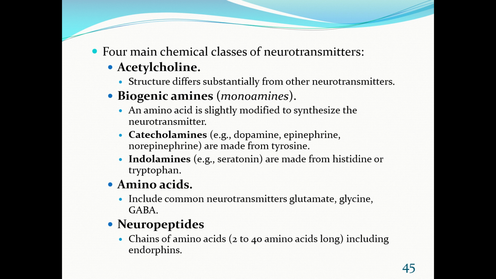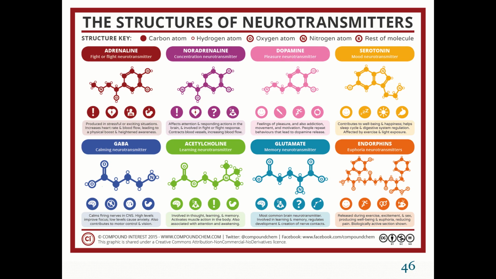Amino acids will include common neurotransmitters glutamate, glycine, and GABA. And then the neuropeptides are going to be chains of amino acids that will include endorphins. So this is a nice illustration of certain groupings of the neurotransmitters.